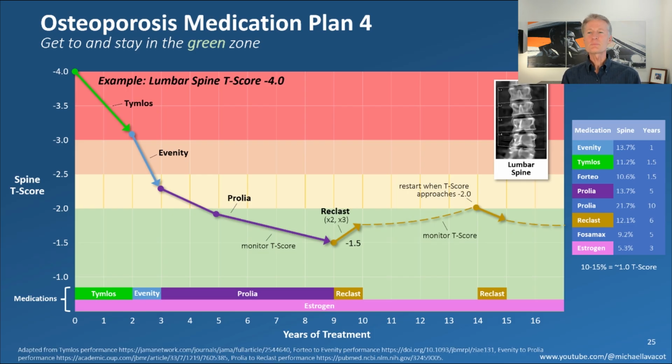-4 in the lumbar spine, right? You're very high risk of fracture. Don't fall at this point, but continue to work out. So I'm going to start with Tymlos. I'm going to move to Evenity, just like the last one. But you know what? Fosamax isn't going to cut it. Reclast isn't going to cut it. I really have to move to Prolia to drive this down.